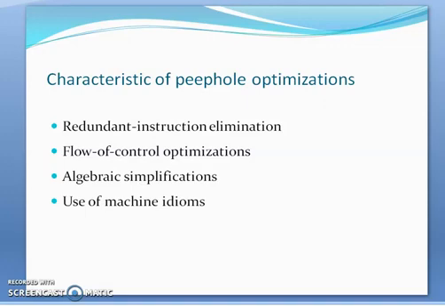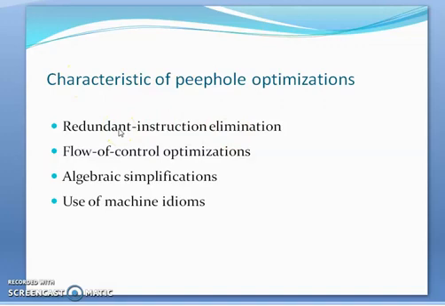So I already said what an optimization is, what local and global optimization are, and what peephole optimization is: within the basic block we take only a small part of the instructions, and that small part in turn is optimized. So we will see what kind of optimization we are going to do in that particular peephole. Next we will see the characteristics of peephole optimization.